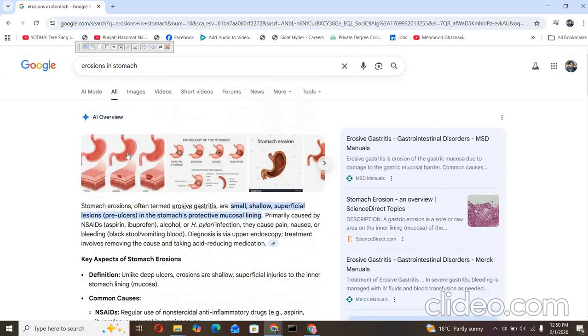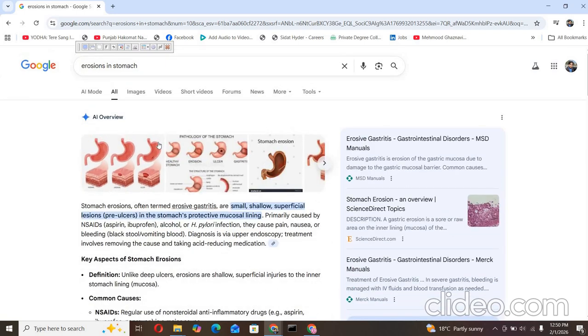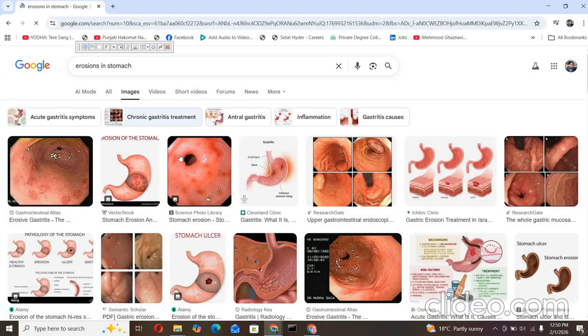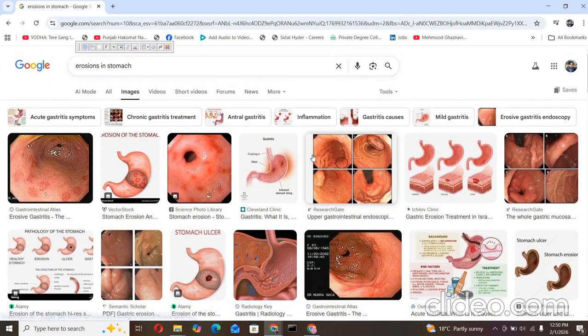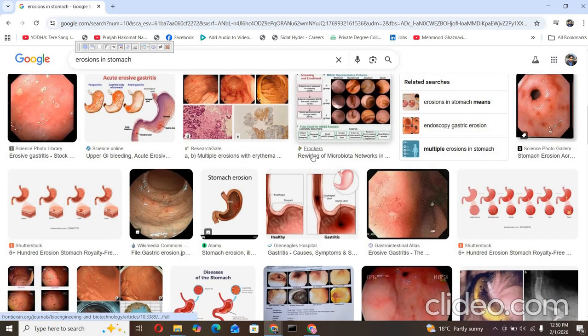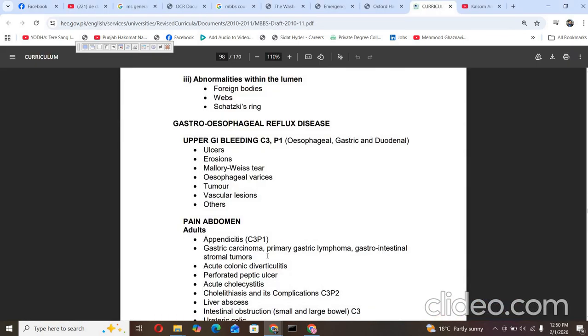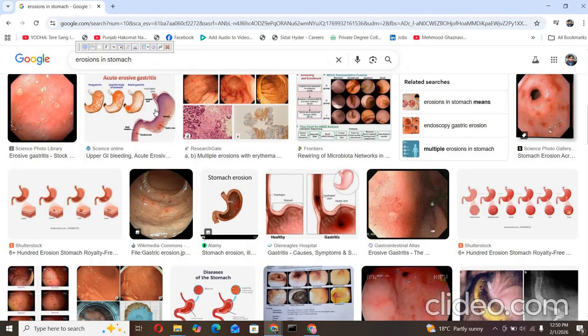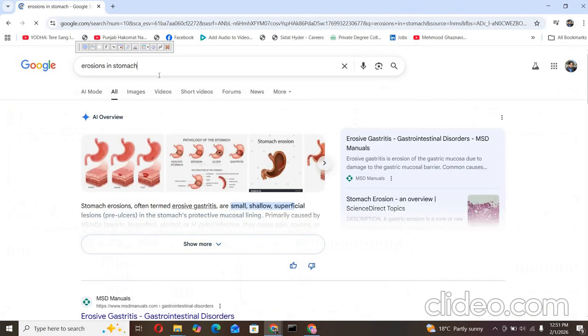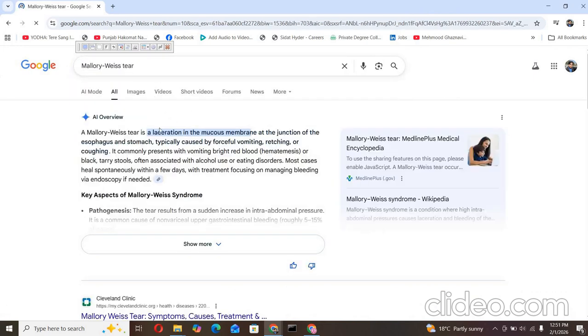Mallory-Weiss tear is a laceration in the mucous membrane at the junction of the esophagus and stomach, typically caused by forced vomiting, retching, or coughing. It commonly presents with vomiting bright red blood, hematemesis, or black tarry stools, often associated with alcohol use or eating disorders. Most cases heal spontaneously within days, with treatment focusing on managing bleeding through endoscopy if needed.